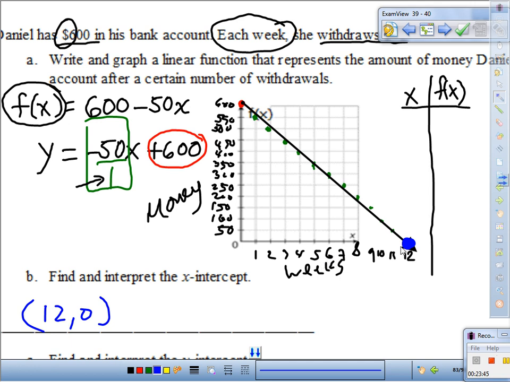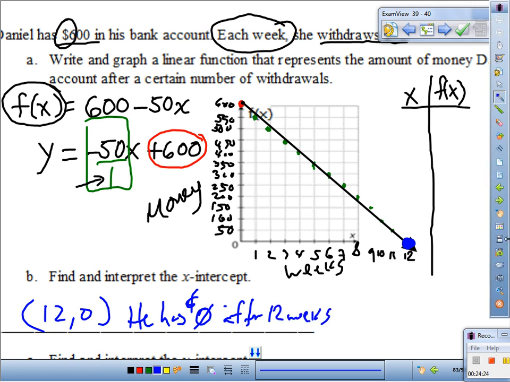Danny? At this point, what does it mean? This means weeks. This means money. What does it mean when you get to that point? He has $0 after 12 weeks. That is correct. Bam.